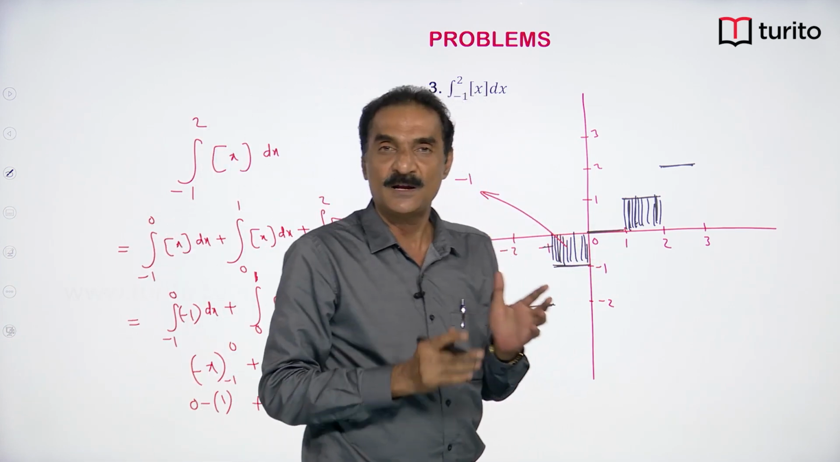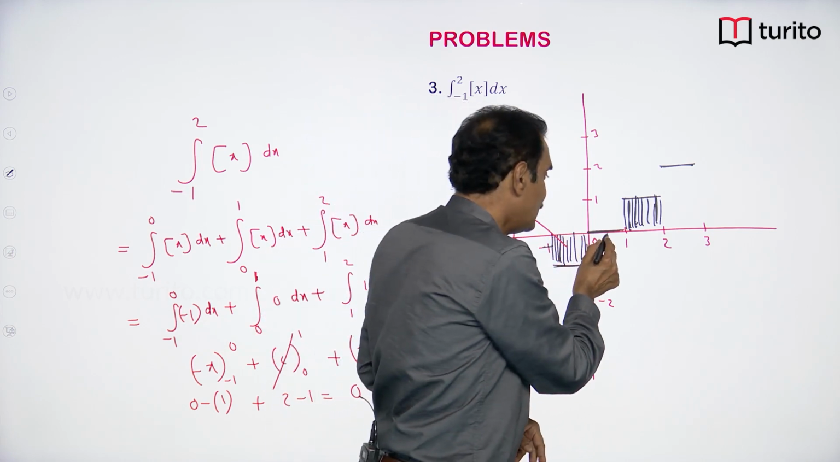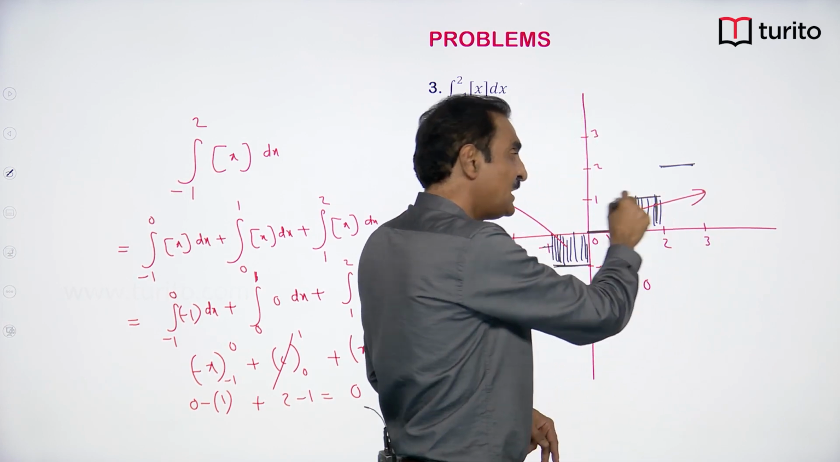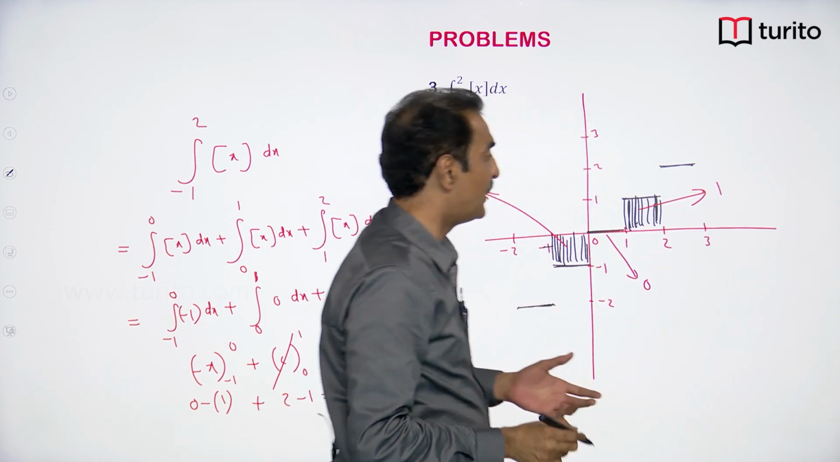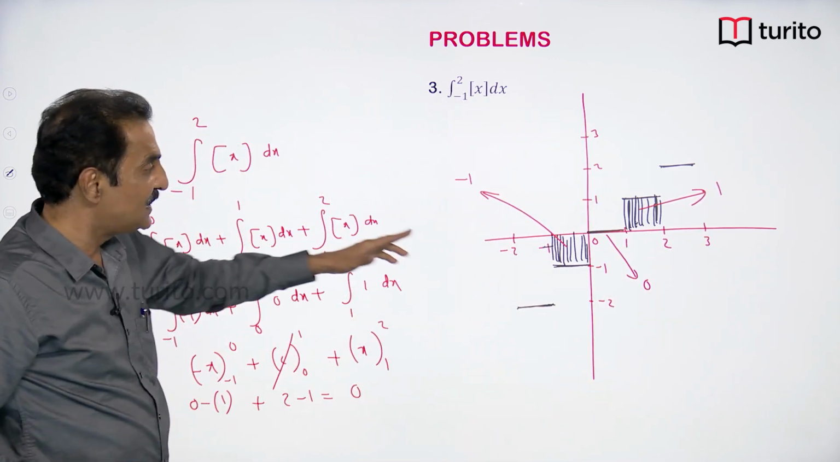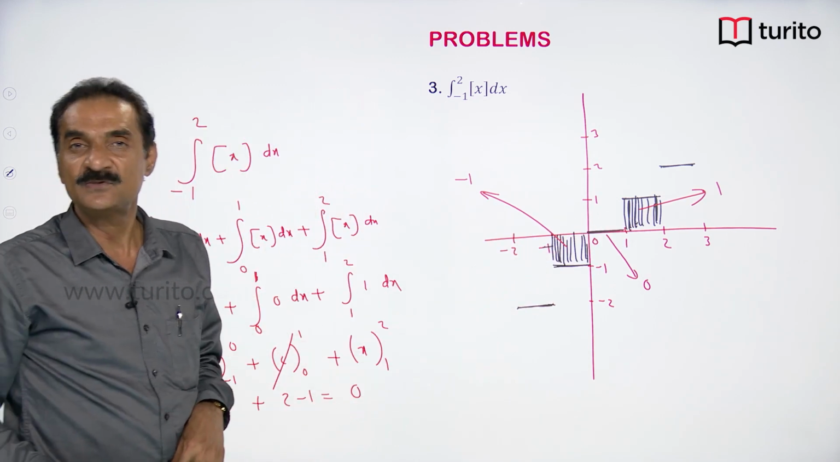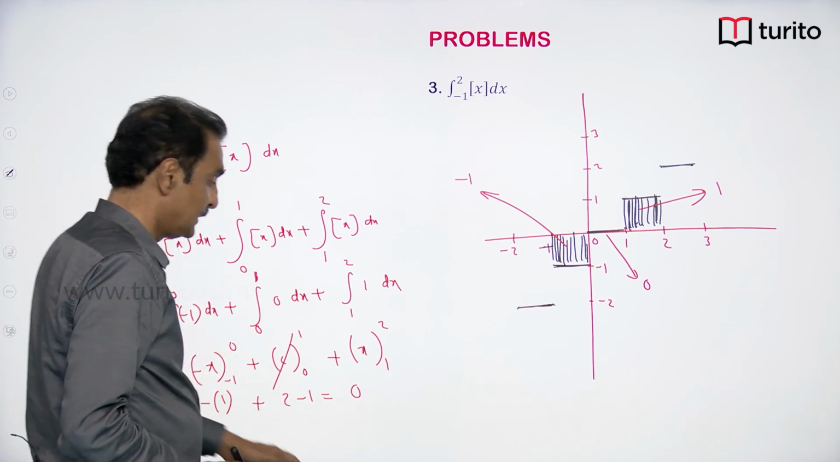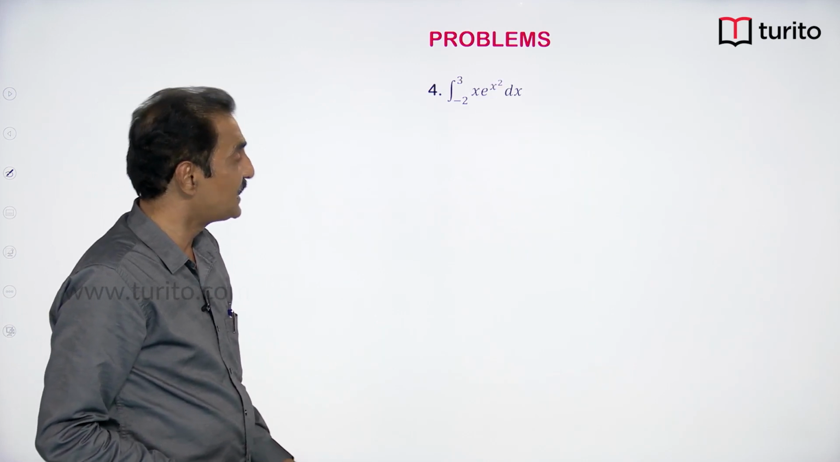In the interval 0 to 1, no area is bounded, that is why area is 0 in this interval. In this interval, the area is 1 square unit, curve is above the x axis. So, the definite integral will be 1. So, this definite integral is -1 plus 0 plus 1, finally you will get the answer 0. Okay. Now, let us proceed to the next question.